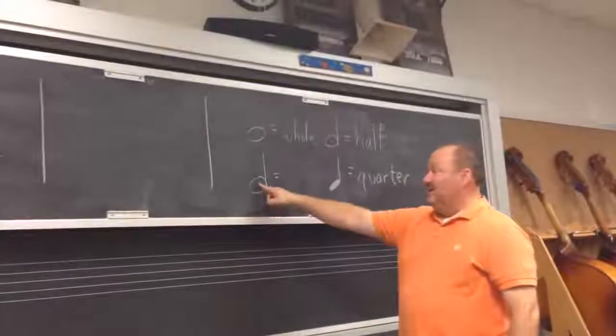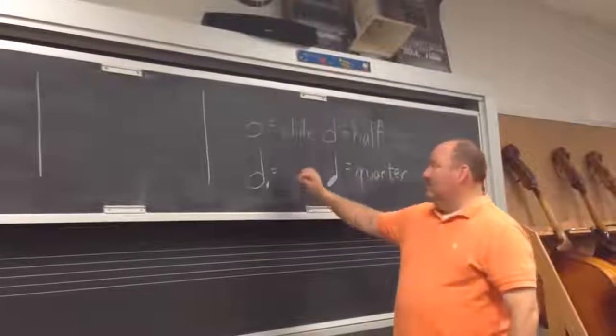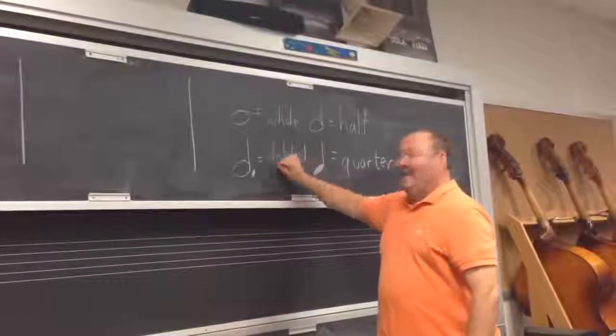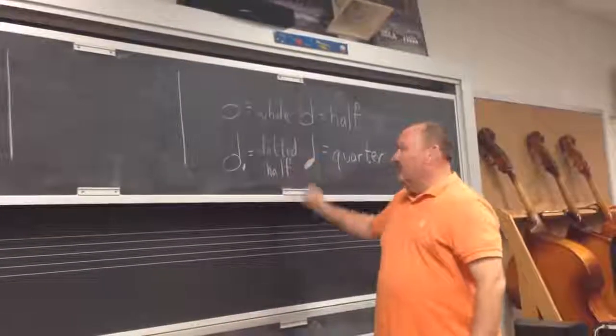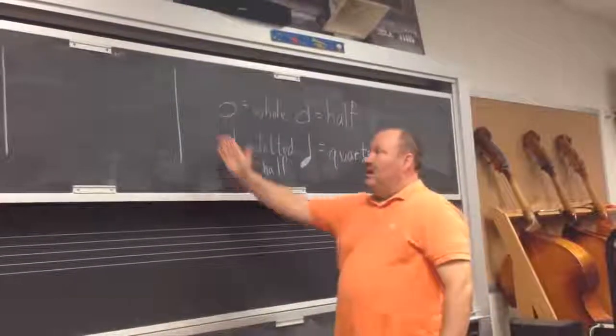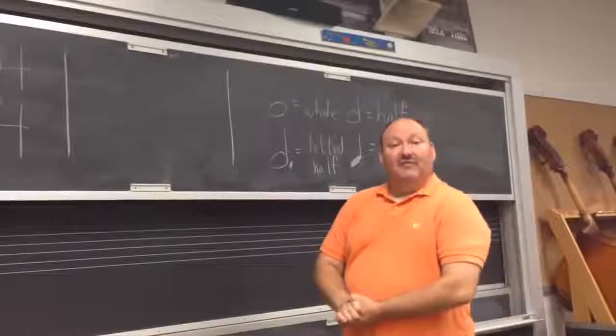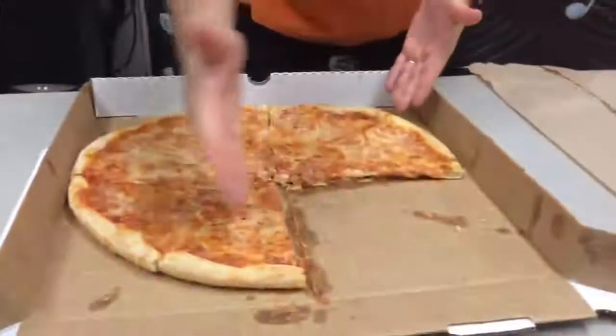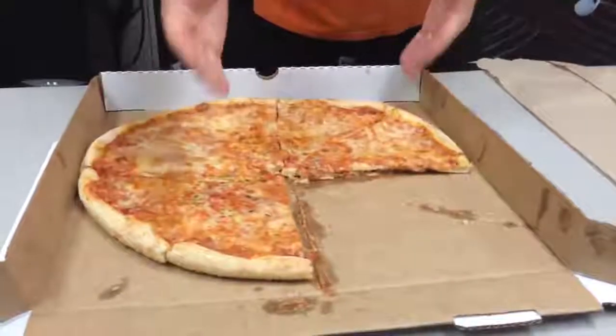This note here is a half note with a dot after it, so we call it a dotted half note. It will take up 3/4 of the measure, just like the dotted half pizza slices take up 3/4 of the box.